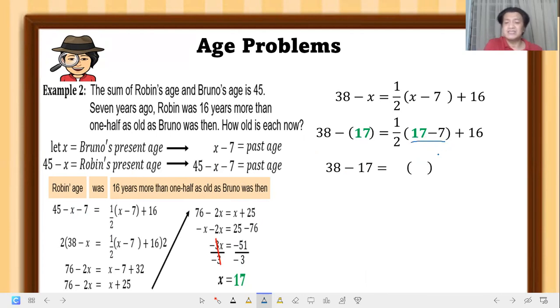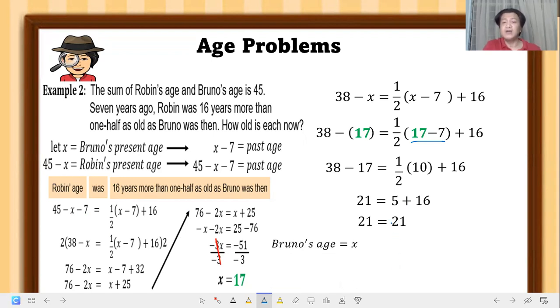What is 17 minus 7? 10 yun. Copy natin yung 1/2 tsaka yung plus 16. Then what is 38 minus 17? 21. What is 1/2 of 10? 5 na lang yan. Then bring down 16. What is 5 plus 16? Are they equal on the left side of the equation? Yes, they are equal. So meaning to say, tama yung value na nakuha natin, which is 17.